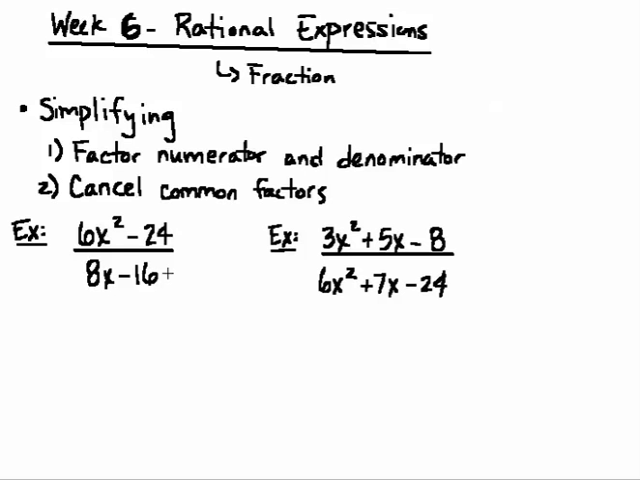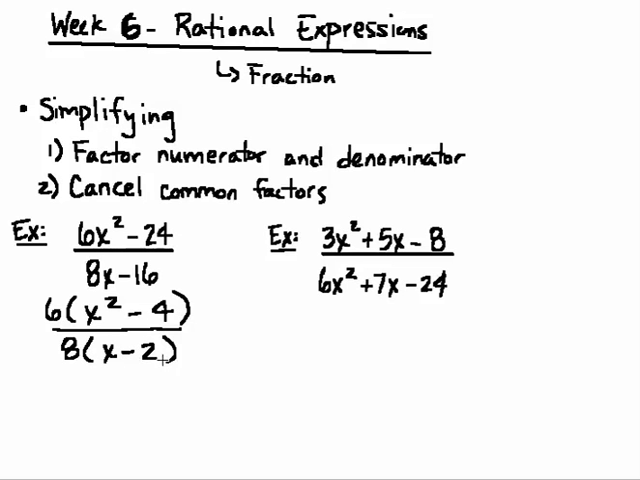To demonstrate this, we will look at our first example, 6x squared minus 24 divided by 8x minus 16. First thing we always want to check for is the greatest common factor. The GCF of the numerator is 6, so we divide 6x squared and 24 by 6, and we will have x squared minus 4. And then in the denominator, the GCF is 8, so we divide 8x and 16 by 8, leaving us with x minus 2.